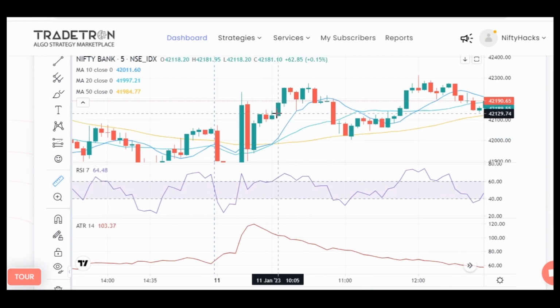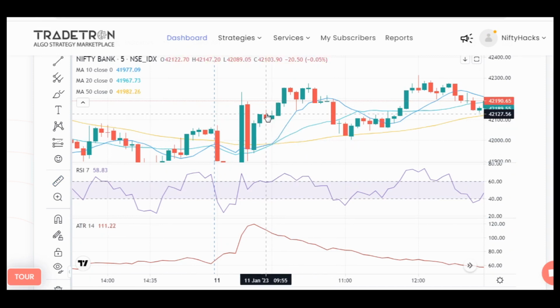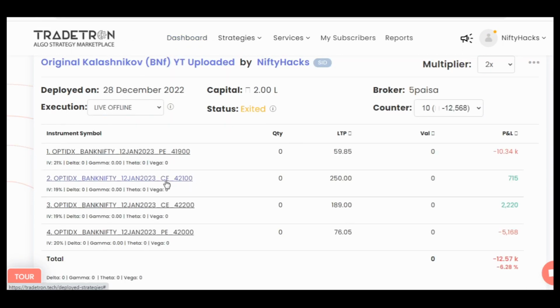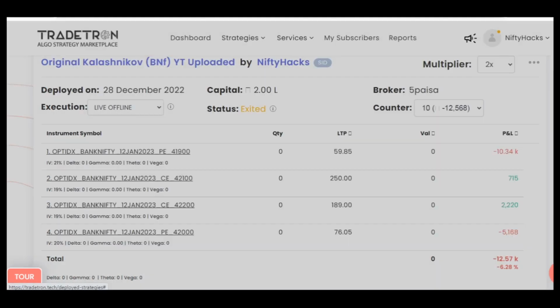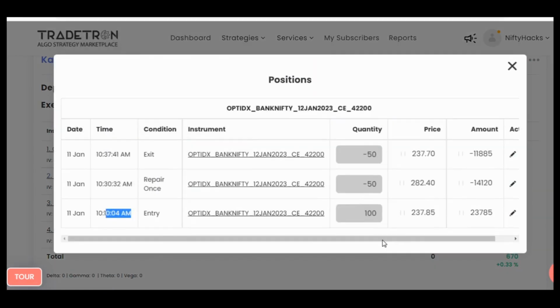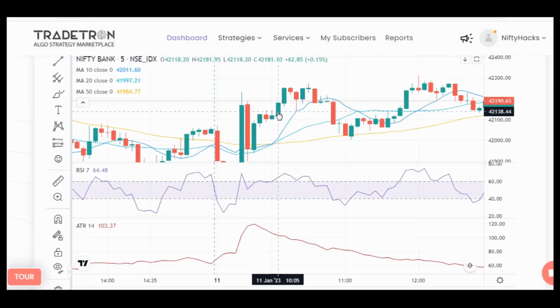So here RSI crossed above 60 and this is your SL, 89. ATR is anyways bigger than our SL range, so no need to calculate. It took entry, booked 1:1 and then a cost to cost exit. Here also it took entry, booked 1:1 and then the second leg exited at cost to cost condition, as per your cost to cost condition. So somewhere around here it booked your profit.